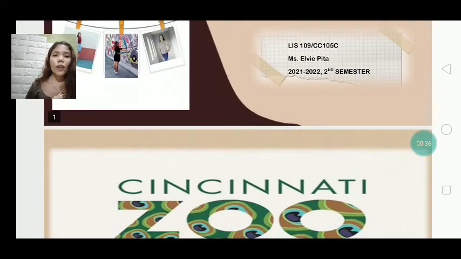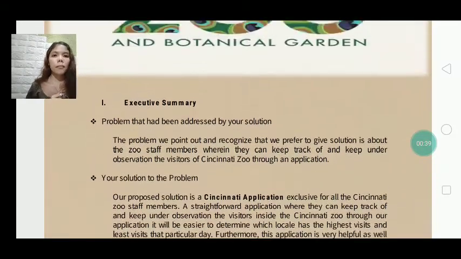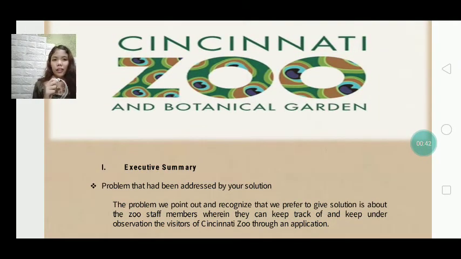Now then, let's proceed to the executive summary. The problem that had been addressed by our solution. The problem we point out and want to give a solution to is about the zoo staff members, wherein they can keep track of and keep under observation the visitors of Cincinnati Zoo through an application. We chose the zoo staff members because they are important in Cincinnati Zoo. Aside from visitors, they are the primary concern of the Cincinnati Zoo.